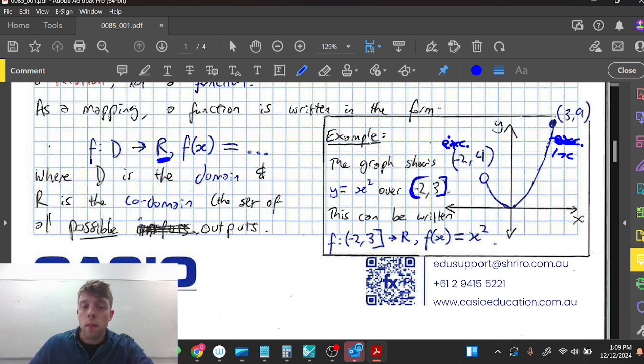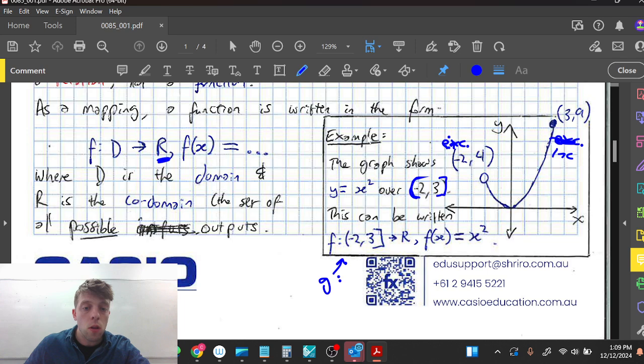So this can be written in the form f, so the name of the function, we can call this whatever we like. We can call this Steve, we can call this G, it doesn't really matter. It does not have to be f is the point. G: -2 to 3, square bracket, round bracket. That is important. By the way, it's really important that we have these numbers listed the right way around.